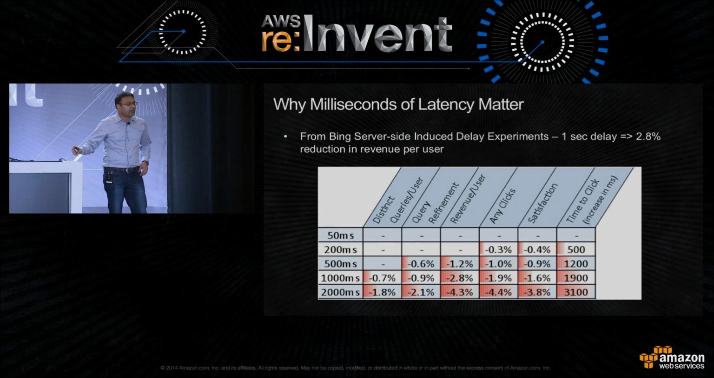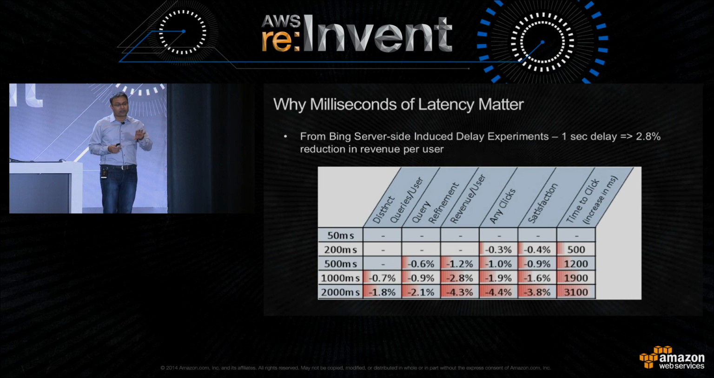Now, why do milliseconds matter? And there's a lot of research on that, lots of very detailed research. What I'm going to be presenting is a couple of examples of research that has been conducted in the industry today. This data is publicly available, actually. This is research from Bing, Microsoft Bing. What they did was they actually induced latencies of the order of 50 to 2,000 milliseconds. And they observed user behavior on multiple dimensions. The gist of this is that about a 1% introduction of latency actually reduced their revenue per user by about 2.8%. That's a significant amount.